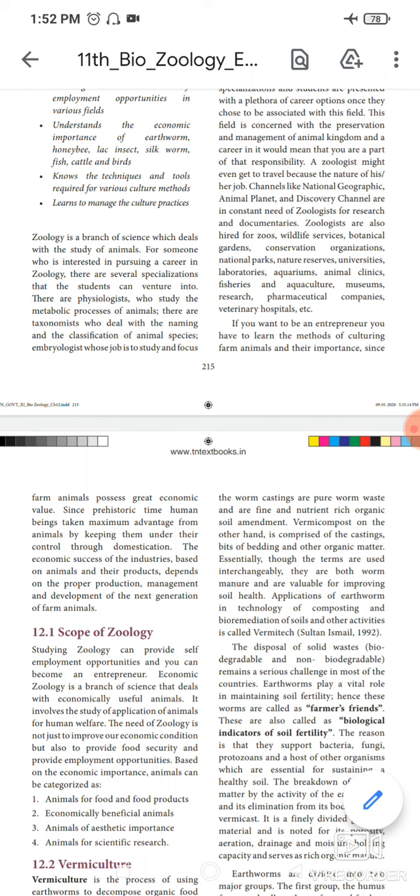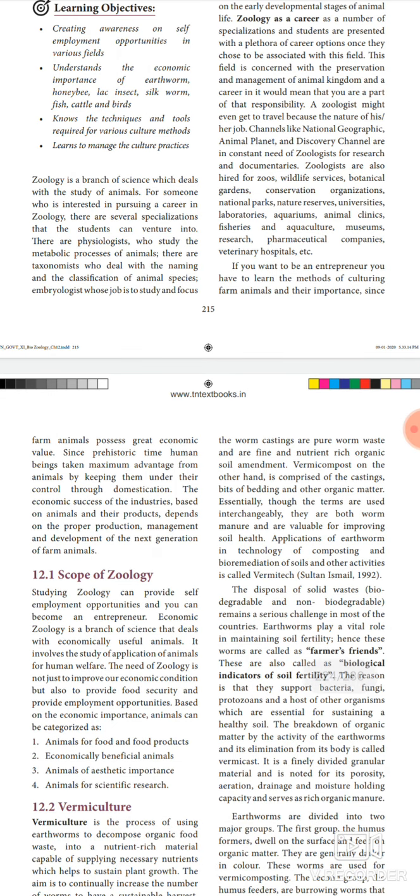Economic zoology is a branch of science that deals with economically useful animals. It involves the study of applications of animals for human welfare. The need of zoology is not just to improve our economic condition but also to provide food security and employment opportunities based on the economic importance. Animals can be categorized as animals for food and food products, economically beneficial animals, animals of aesthetic importance, and animals for scientific research. Animals can be categorized as animals for food and food products.